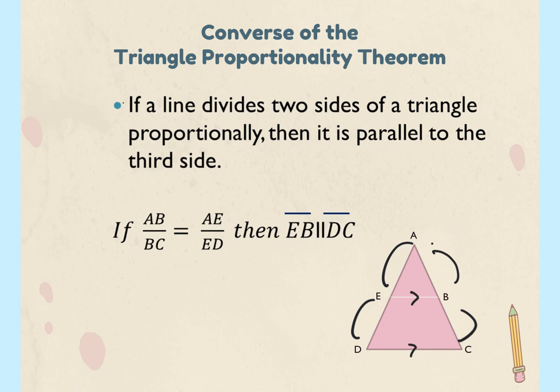This, you'll see way less common than the first one. More often than not, we're finding the lengths of the sides rather than proving that they are parallel, but this obviously is still a theorem. So this is the converse to the triangle proportionality theorem.